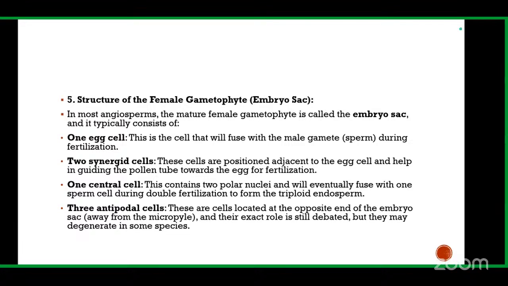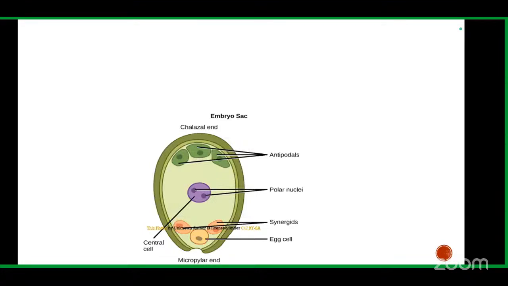And there will be three antipodal cells, which will be at the chalazal end. These cells are located at the opposite end of the embryo sac, away from the micropyle, and their exact role is still debated, but they may degenerate in some species. You can see this diagram, it will be more clear.